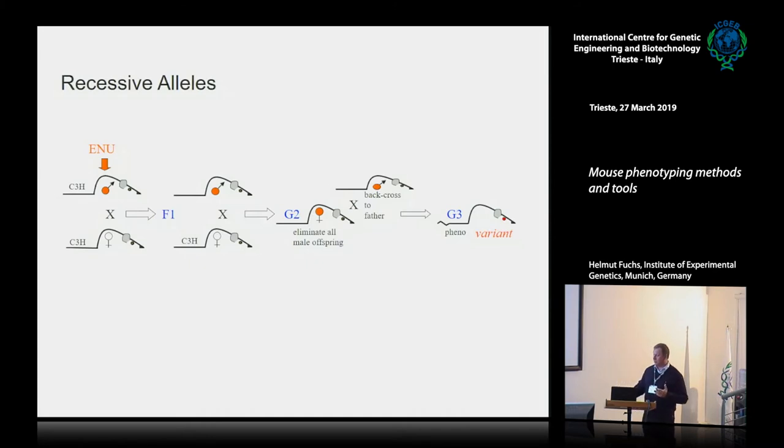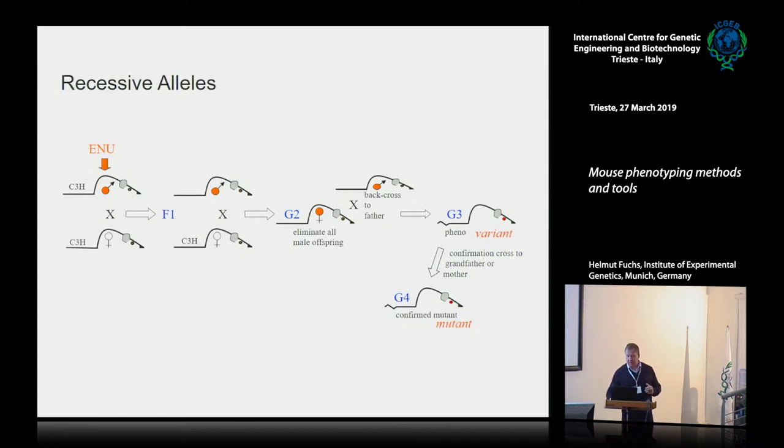There are several strategies. We can either backcross to the grandfather or grandmother, or we can breed them again to a wild-type animal, which might then be heterozygous, and intercross the offspring of this breeding, and find again whether there are mice in the next generation showing the phenotype, and then we can consider that these animals are real mutants.